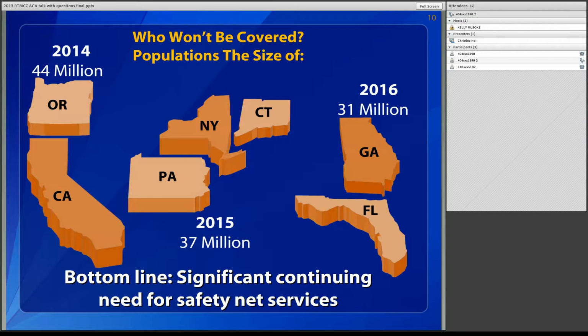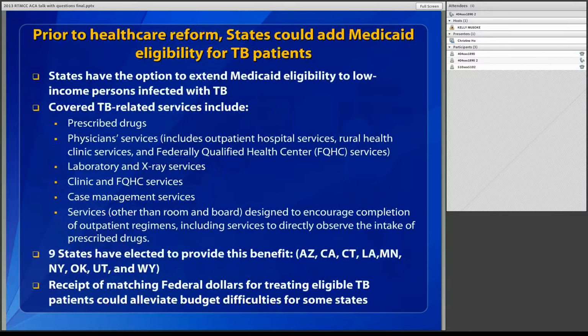In 2015, 37 million would be estimated to still remain uninsured, and that's equivalent to the populations of Pennsylvania, New York, and Connecticut. 2016, there would still be 31 million, or the populations of Georgia and Florida put together. So the bottom line is that there is still a continuing need that is significant for safety net services for these people that will remain uninsured.